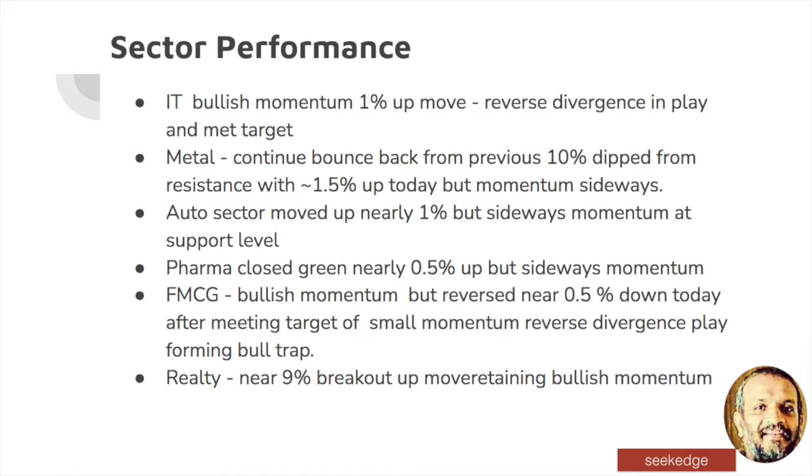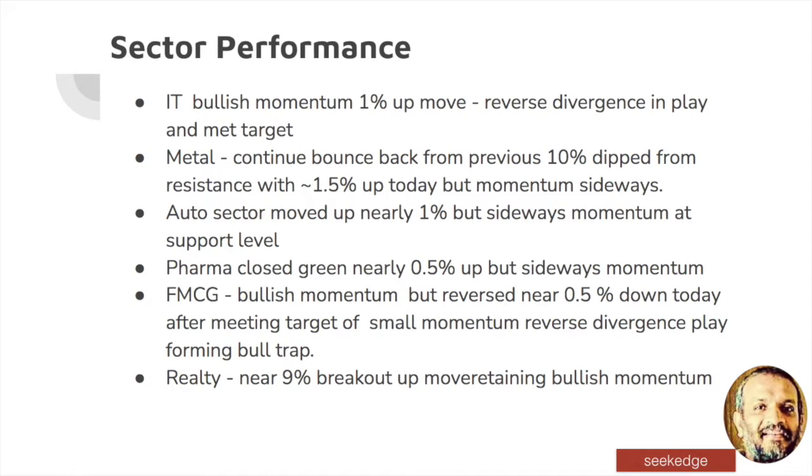The metal sector also bounced back today. There was a previous 10% dip due to some China news, it had bounced from there yesterday, and today it is up 1.5% again, but the momentum is still not there. The auto sector is also reversing. Auto, metal and pharma are reversing today, 0.5% up. Auto is 1% up, but the momentum of all these three is still sideways. We can't pick up stocks on that.